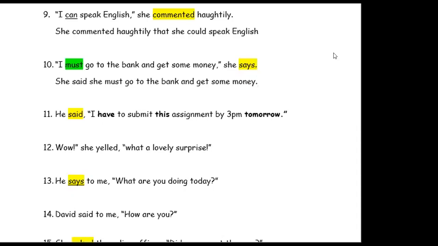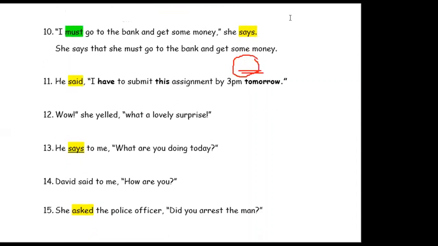Are you sure it's the past tense though? Because I'm pretty sure it's the present tense. She says, ma'am. Can you see how it's the present tense? The word says is in the present, right? So everything here needs to be in the present. So instead of said, it's going to be says, right? She says that she must go to the bank and get some money. Yeah, well done. The rest of that is fine.